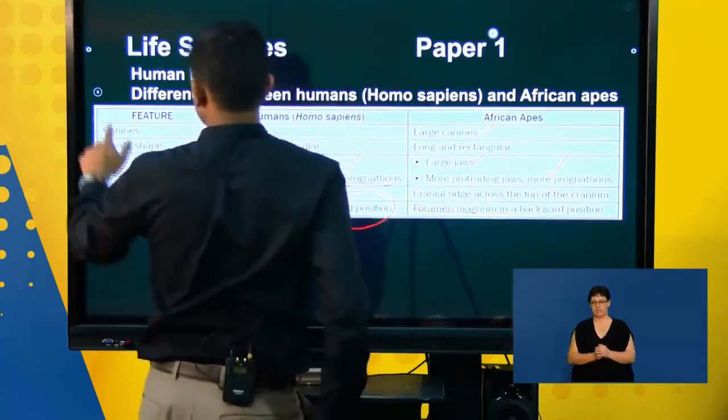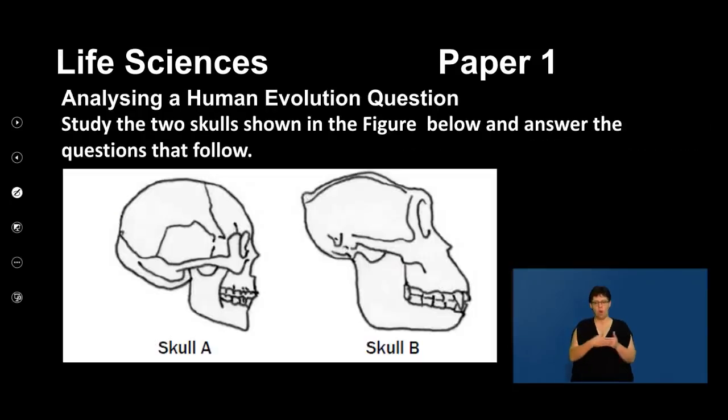We're going to look at a few more differences, and here's a question which I'd like to end off with. I'm going to read through the question and I'm going to try and give you an overview of how to explain this. Study the two skulls shown in the figure below and answer the questions. And when you get a diagram like this, it's important that you look at the features on the diagram and try and establish what is the difference between them.